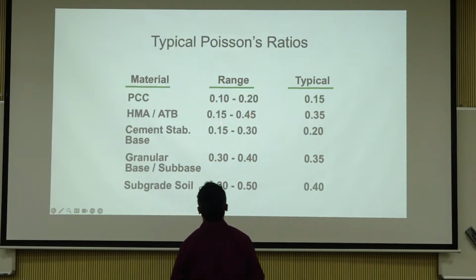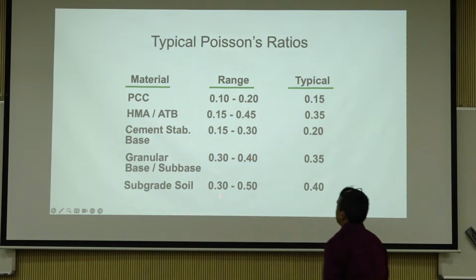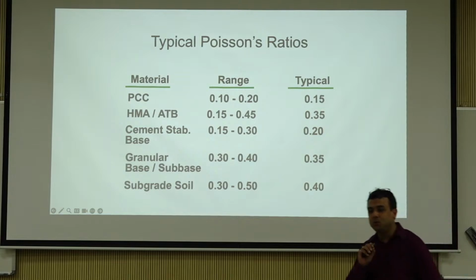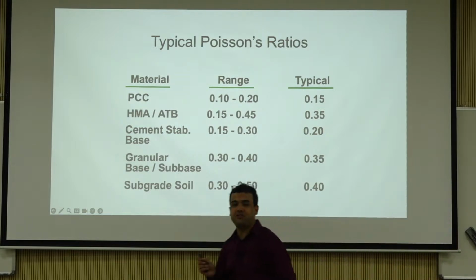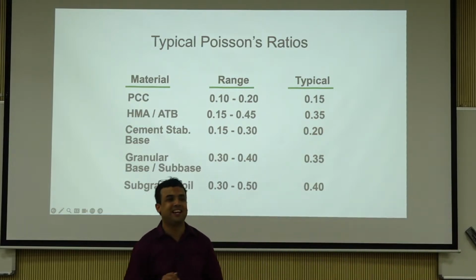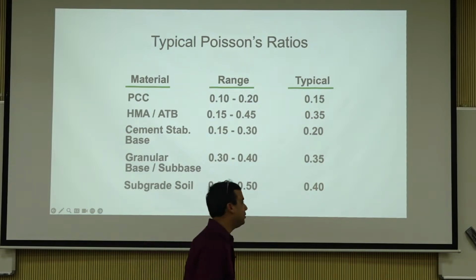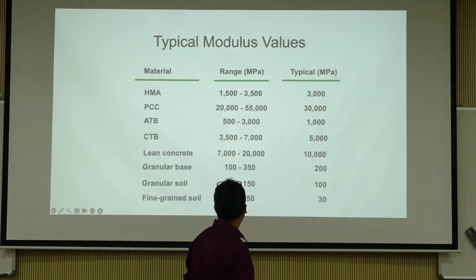Okay, I don't think anything here. Again, Poisson's ratios, we have already talked about it. These are the typical values. When you do forward calculation, you will see that changing Poisson's ratio does change the numbers a little, but it's not very sensitive. So Poisson's ratio is something you can pretty much assume and go by. Typical modulus values.